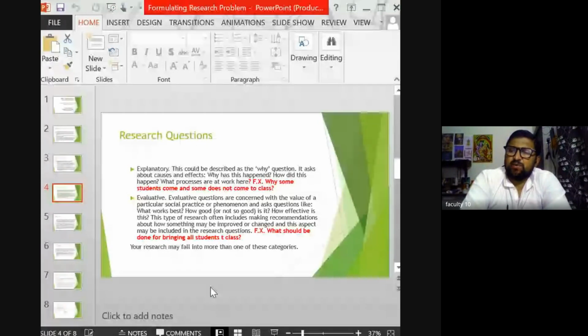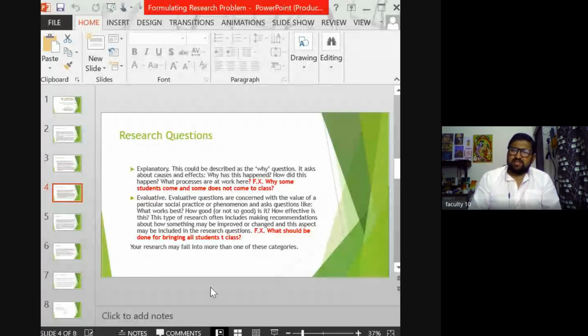Remember these exploratory questions, descriptive questions, explanatory questions, evaluative questions. Theoretically they seem different from each other, but practically one may not differentiate these four types of questions, right? When you are exploring, you are also touching the description, you are also touching the explanation. When you are explaining, you are also touching the aspect of exploration and the aspect of description, right? Then the next is evaluative.